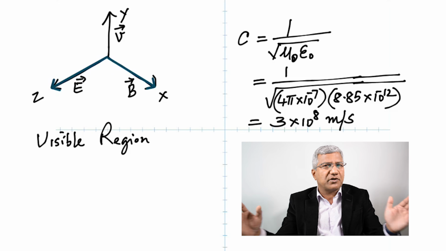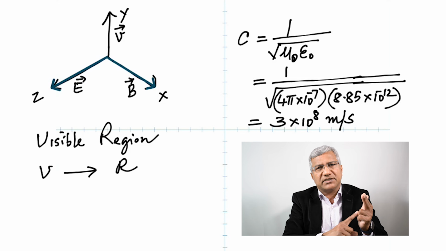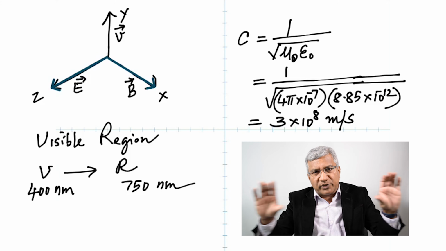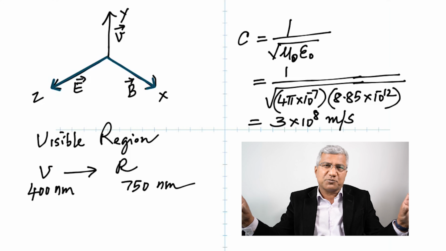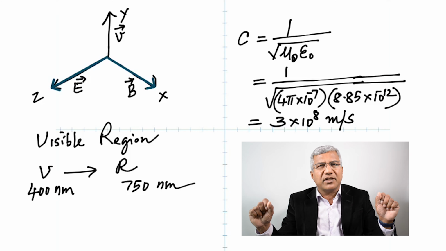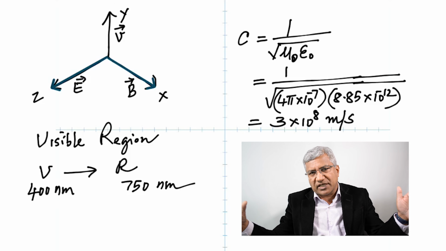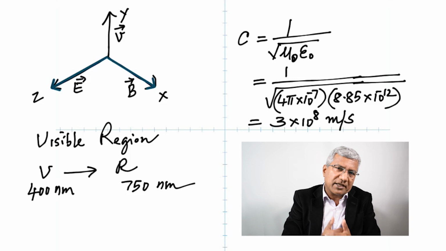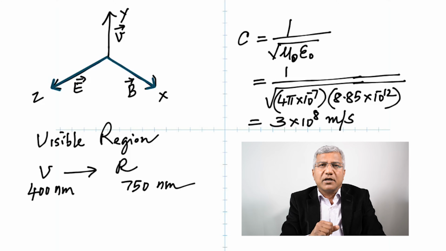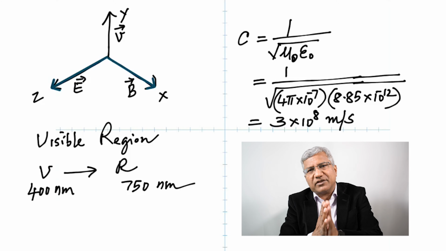Is that the speed of X-rays? Yes. Ultraviolet rays? Yes. Visible light? Yes. Infrared? Yes. Radio waves? Yes. All of those regions of the electromagnetic spectrum have the same speed. Do they all have the same wavelength? No. Do they all have the same frequency? No. Do they all have the same speed? Yes.